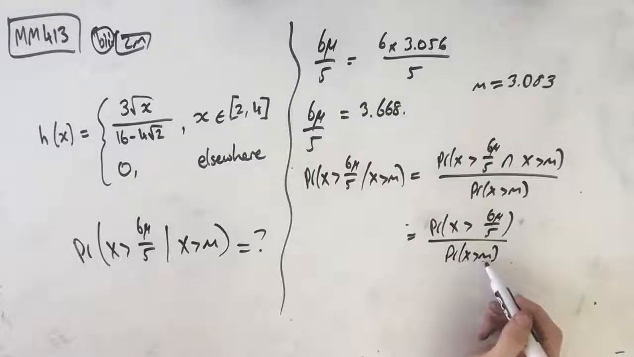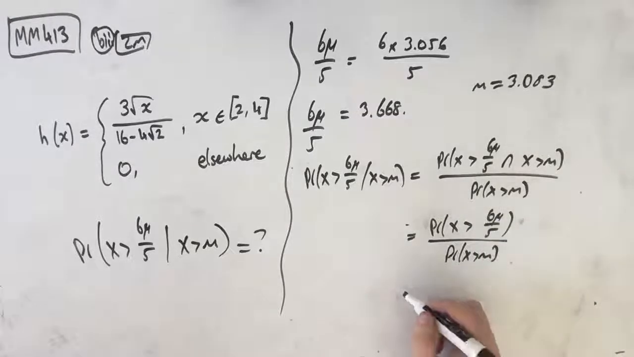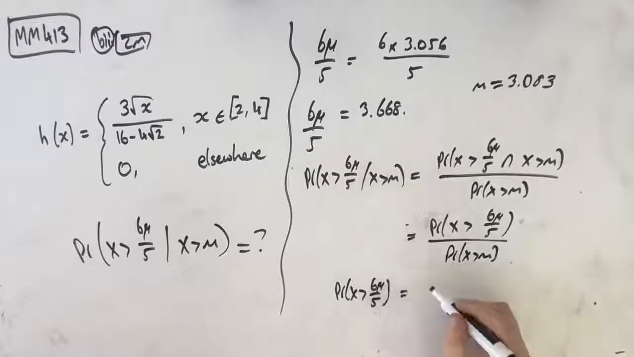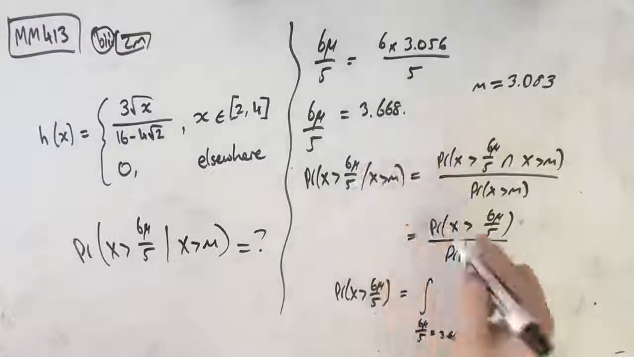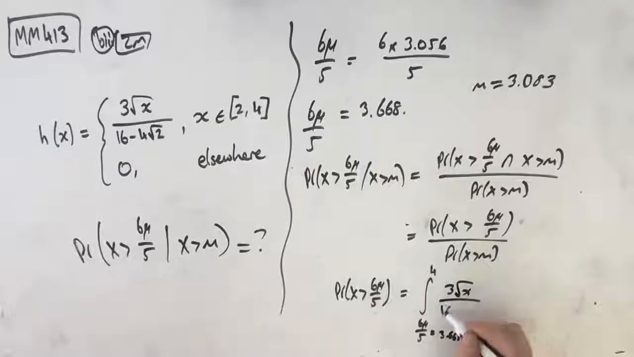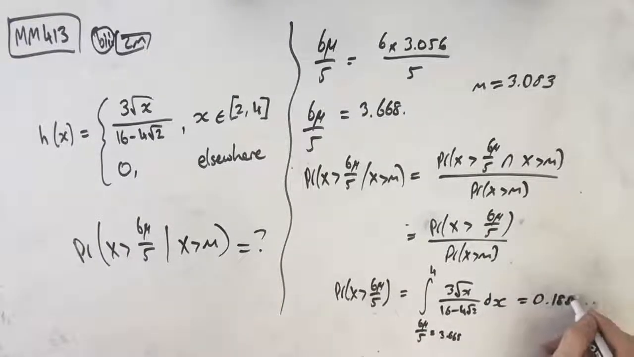Because half the data lies above the m value. But we don't know what this probability here is, so we need to figure that out. So the probability that x is greater than 6 mu on 5 is equal to our area from 6 mu on 5, or 3.668 as we found up here, up to 4, of 3 root x on 16 take 4 root 2 dx. Awesome. And this is equal to 0.1888. And this is our first mark here.